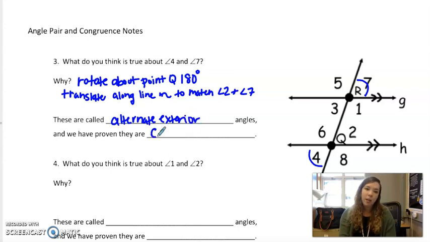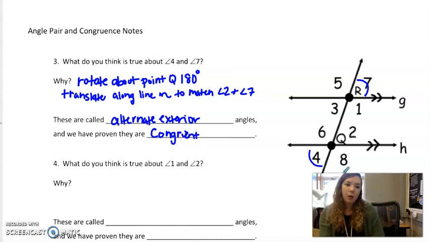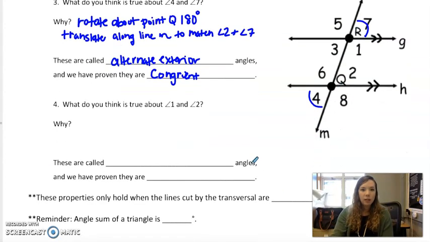And we have proven again that they are congruent, but only because these lines are parallel. Okay, last one for this picture at least.